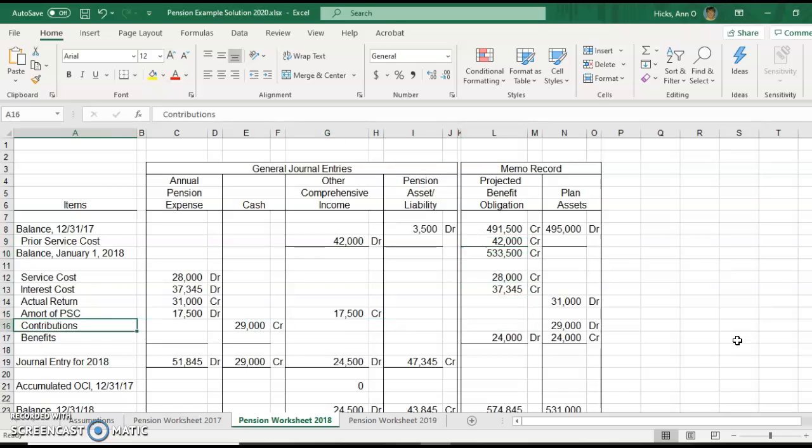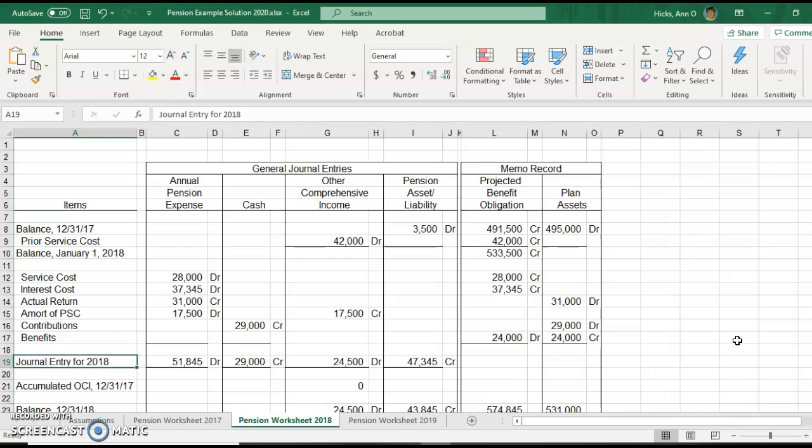Then similarly to last year, 2017, we will credit cash for the amount of contributions we make into the plan, and debit plan assets on the books of the plan. And then again, the benefits that we pay have nothing to do with the company's books. It is a reduction to the projected benefit obligation and a reduction to the plan assets on the books of the plan.